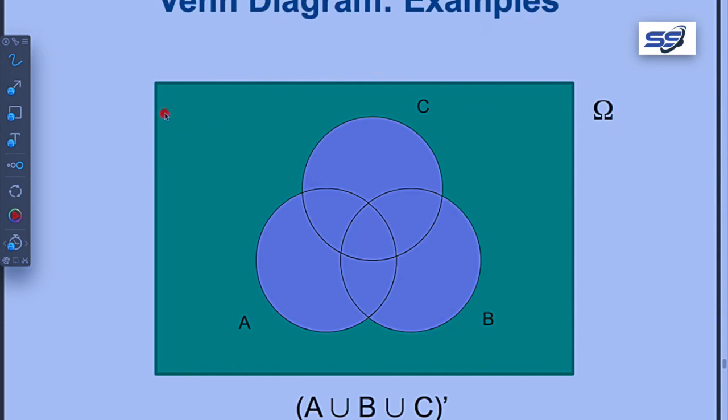Example, here also three sets are given. This rectangular box is the universal set denoted by omega. The first circle is set A, the second circle is set B, and the third circle is set C. All three circles are intersecting here in the middle part. The green color is outside all three circles. It means it gives us A union B union C complement. Only the green portion is the complement of A union B union C, or the complement of all three sets.